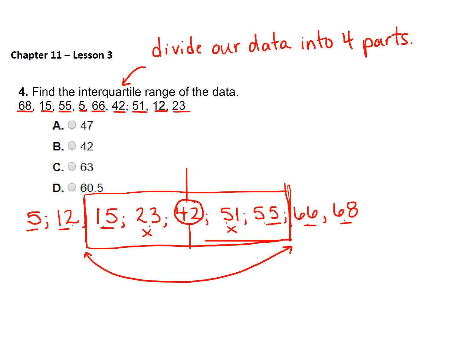So what number is between 12 and 15? Well, we have 12, 13, 14, 15. Okay, so what's in between right here? That's 13.5. So that's the lower quartile.